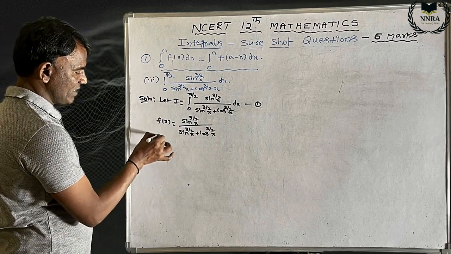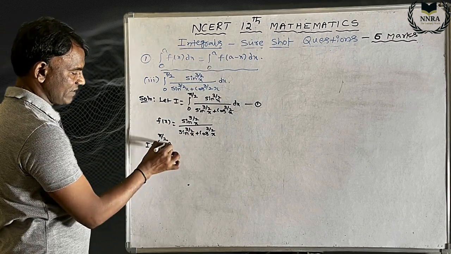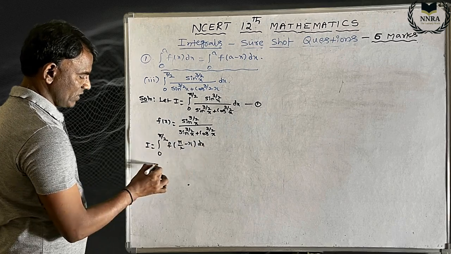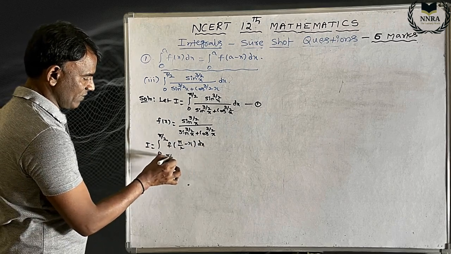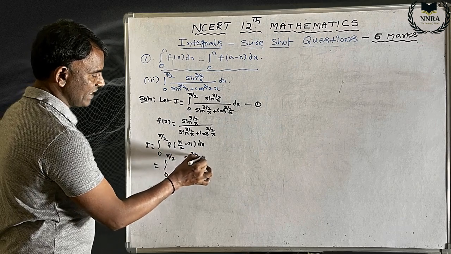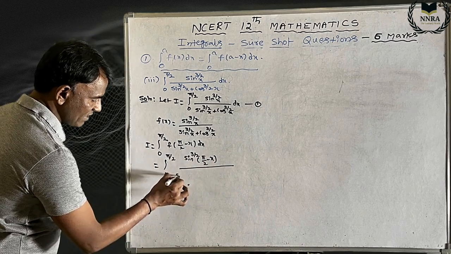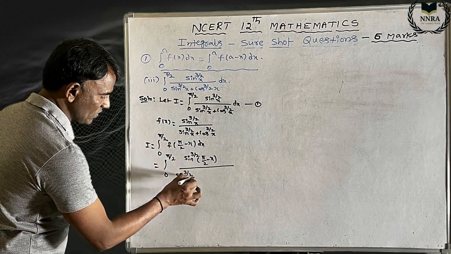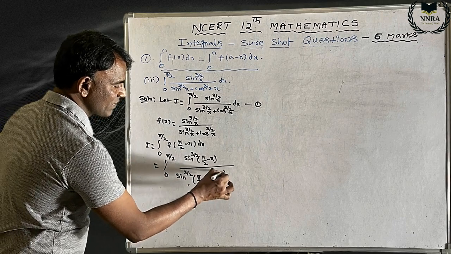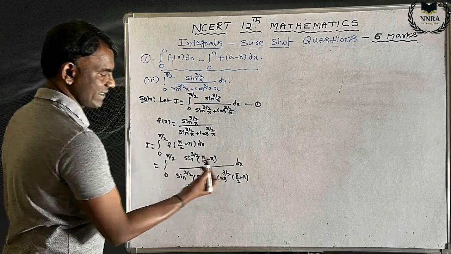That can be written as integral 0 to pi by 2 of f of a minus x, where a equals pi by 2, then dx. So how to write it? Integral 0 to pi by 2, sin power 3 by 2 of (pi by 2 minus x) in the numerator, and in the denominator sin power 3 by 2 of (pi by 2 minus x) and cos power 3 by 2 of (pi by 2 minus x), into dx.